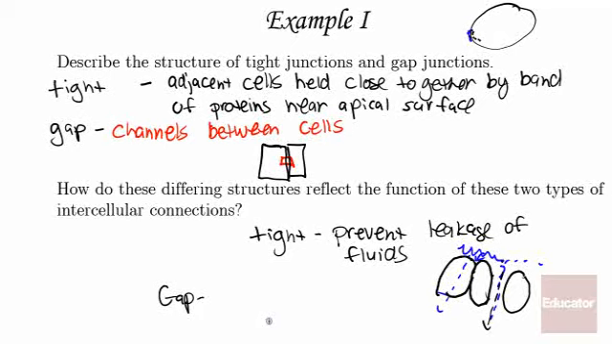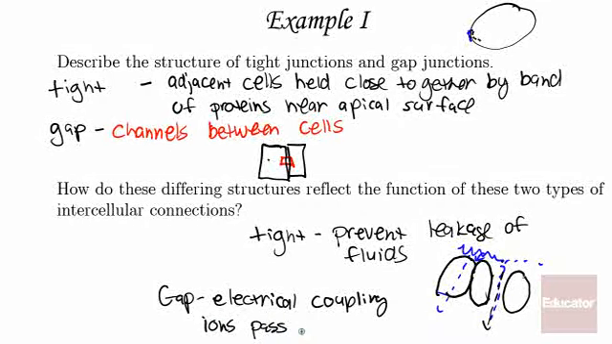Gap junctions have different functions. One function of gap junctions is electrical coupling. Electrical coupling is the coordination of charge between cells, and this occurs in the nervous system. It also allows the heart to beat in a coordinated manner. Electrical coupling occurs when ions pass from cell to cell. Since they're charged, they can pass that electrical signal along. So ions pass from cell to cell, and this occurs through gap junctions. So the structure of channels allows for that coordination.